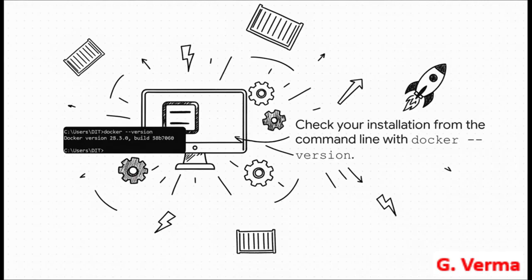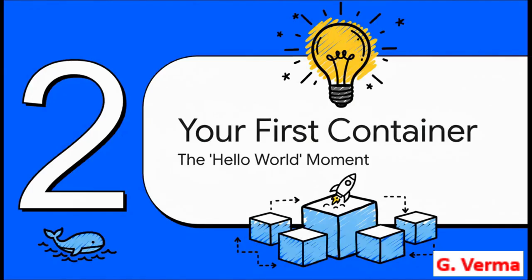All right, once that's all installed, go ahead and open up your terminal or command line. The easiest way to check if everything's good to go is to just type docker --version and hit enter. If a version number pops up, just like you see here, boom, you're in business. We're ready for the fun part. Okay, installation is done.